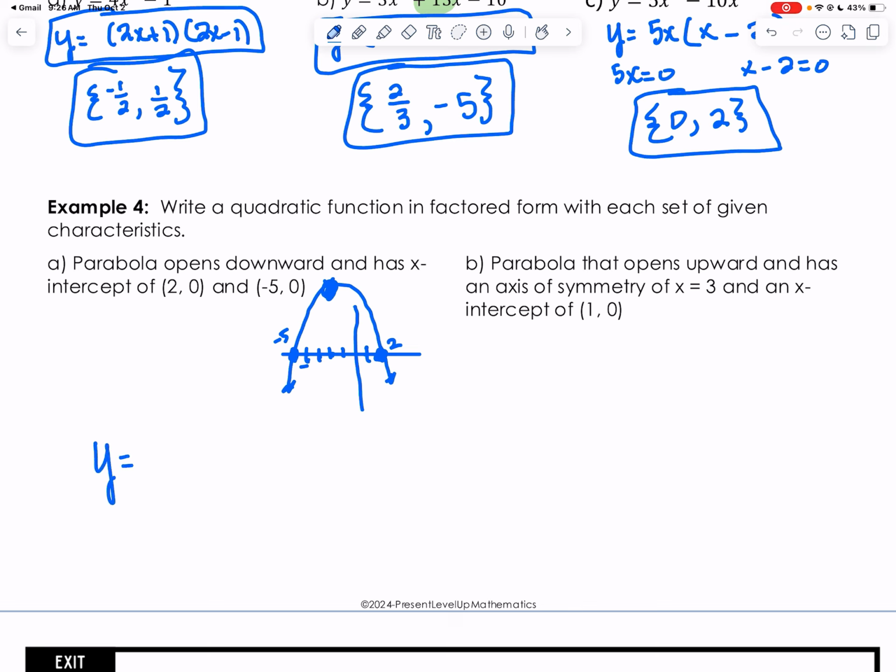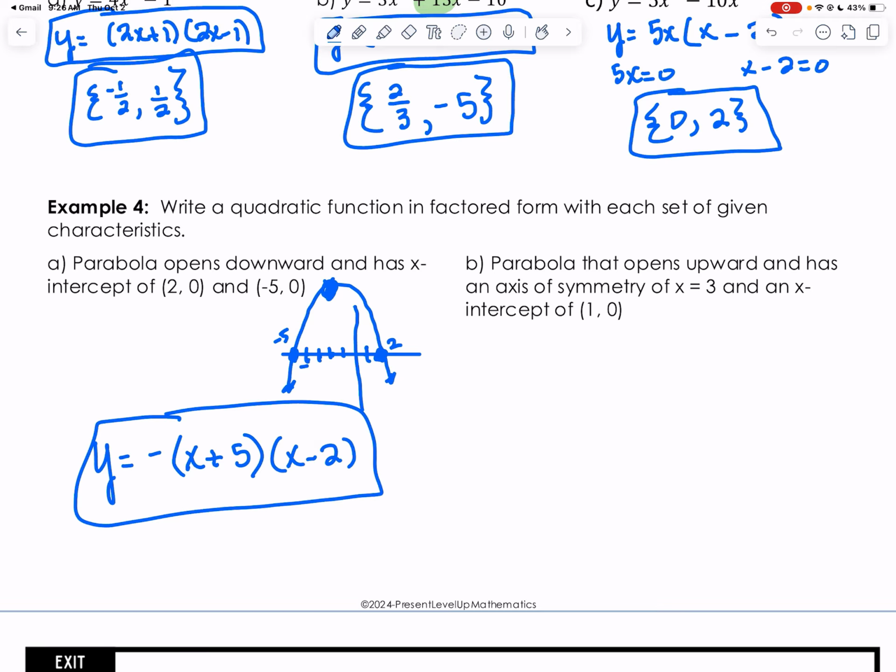So to write a function of that form, I would need a negative because the parabola opens downward. And then I'm going to take my first factor. My 0 was negative 5, so my parenthesis is x plus 5. My second 0 was at positive 2, so my second parenthesis is x minus 2. So we wrote a function to describe the given information.